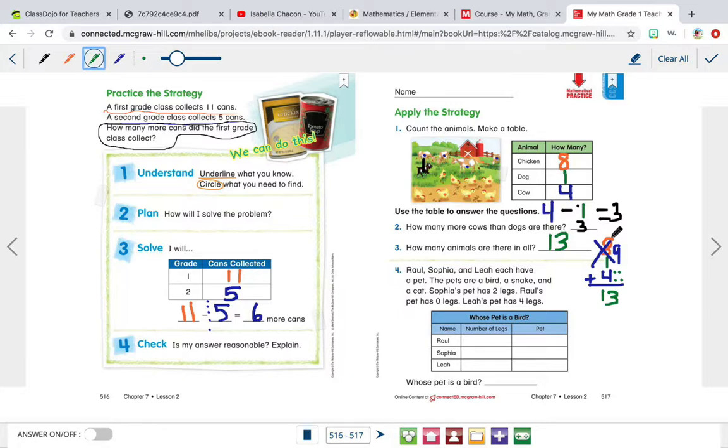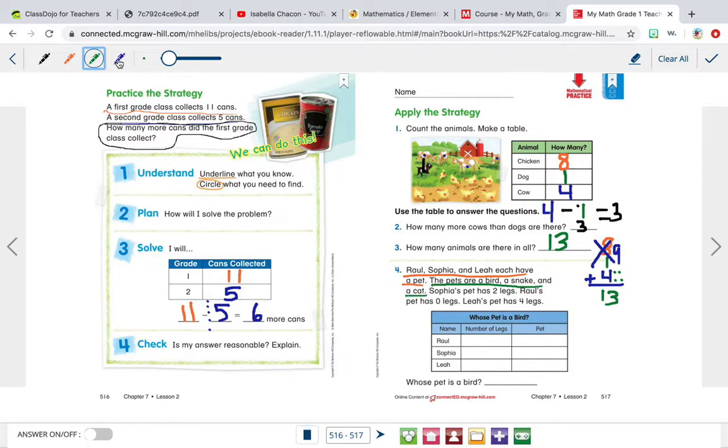Now we have this word problem. Raul, Sophia, and Leah each have a pet. So we are going to underline that because it's something that we know. So we know Raul, Sophia, and Leah each have a pet. So that's something we know, so we're putting that in our table. The pets are a bird, a snake, and a cat.